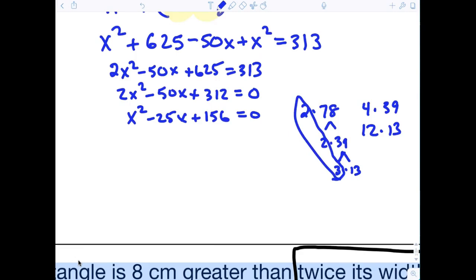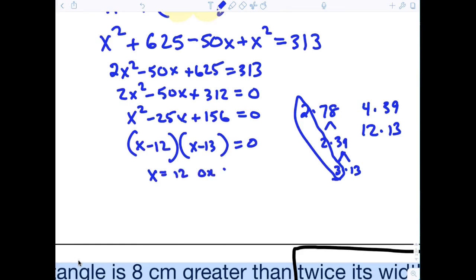3 times 2 times 2. You see that? That's 12 times 13. Agreed? All right, so you can move the factors as long as you remember you're multiplying them. That's how we discovered that it was 12 times 13. So now you're x minus 12, x minus 13. So x can be 12 or x can be 13.